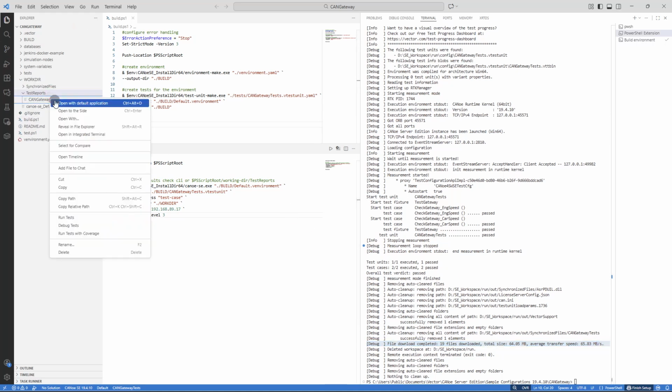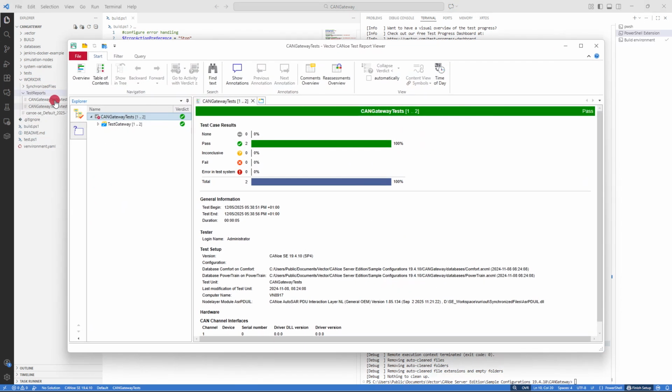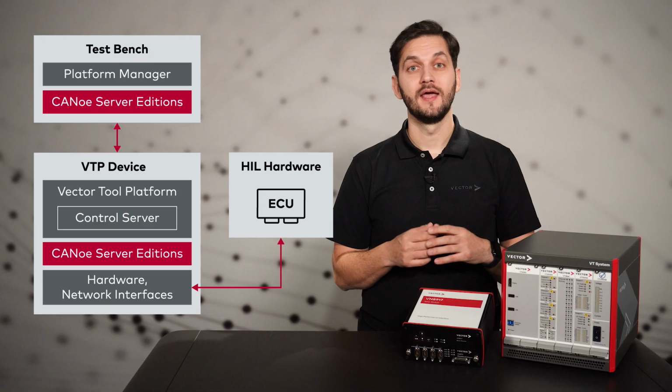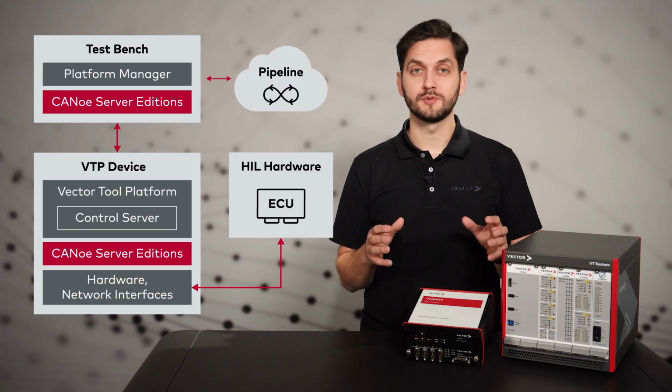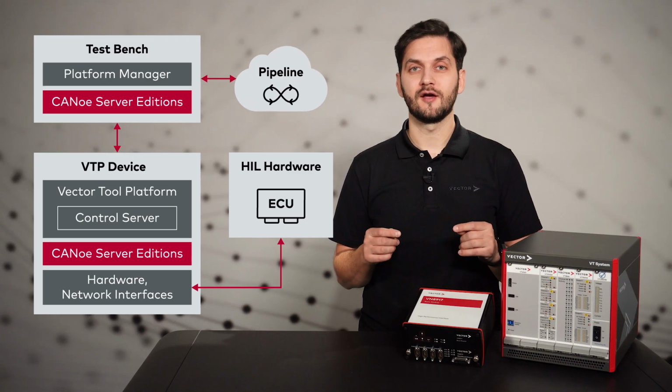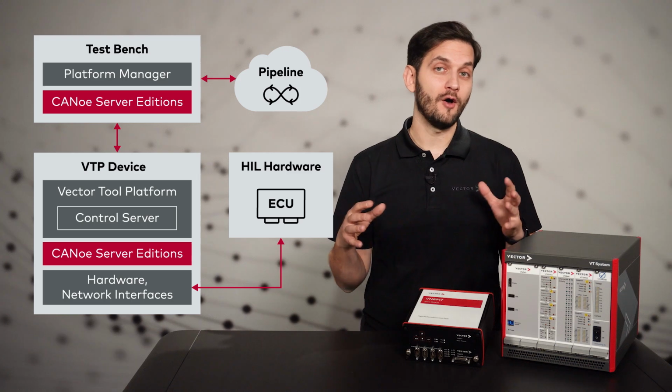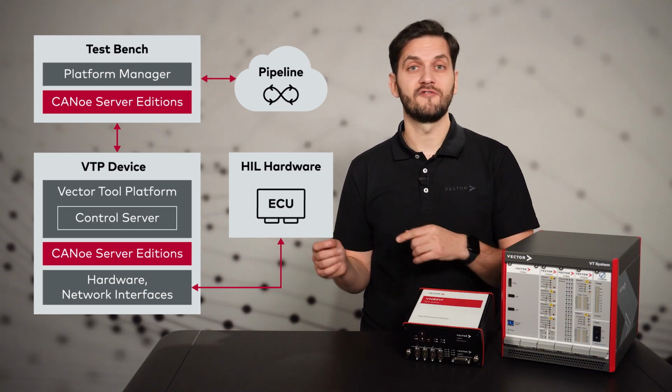When we open the test report, we'll see information like the computer where the tests were executed. In this case, it is our VTP device VN8917. Now that we've made sure our VTP device can be used in the DevOps workflow, you can confidently use it to automate all of your HIL tests in your HIL farm.